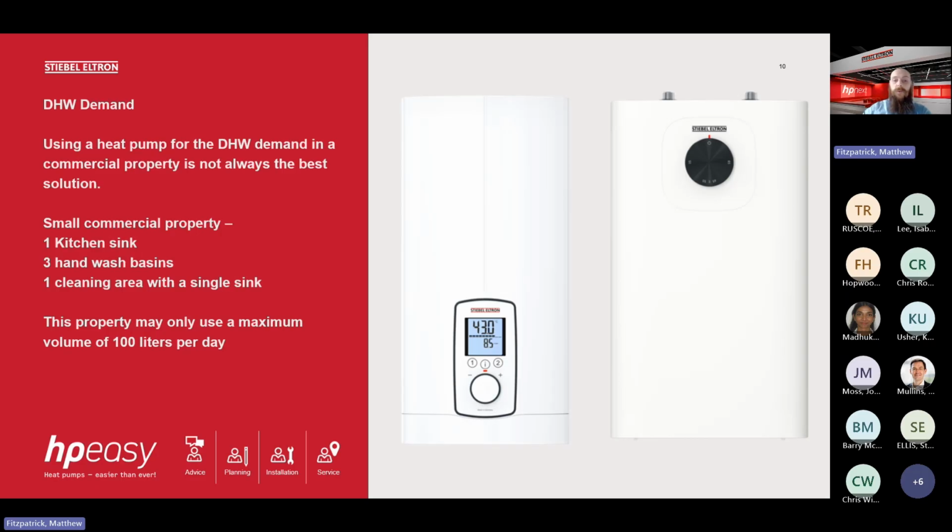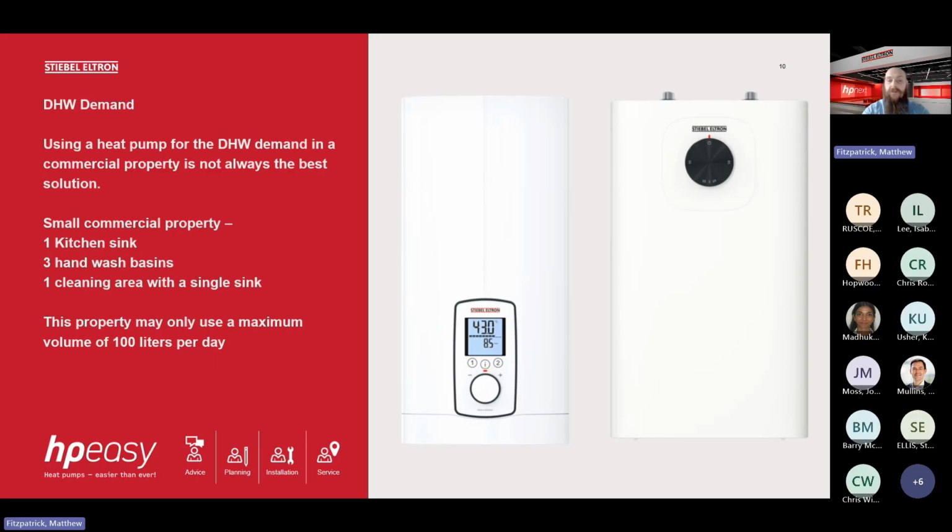To the left, we have an instantaneous hot water heater. The easiest way to understand these, most of us have them in our own property. It's a bit like an electric shower. The cold feed goes in on one side. There are elements inside that heat the water up to the set temperature on the controller, and then the hot water comes out on the left-hand side and is delivered to the hand wash basin, the shower, the sink.